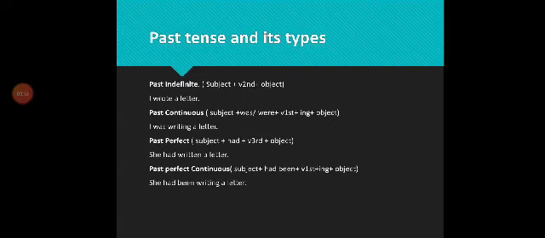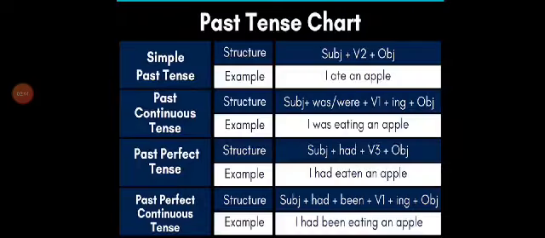And in perfect tenses, always the third form of the verb comes in a sentence. Subject plus had plus verb third form plus object. She had written a letter. Past perfect continuous tense, subject plus had been. We will not use has or have, we always use had been in the past perfect continuous tense.